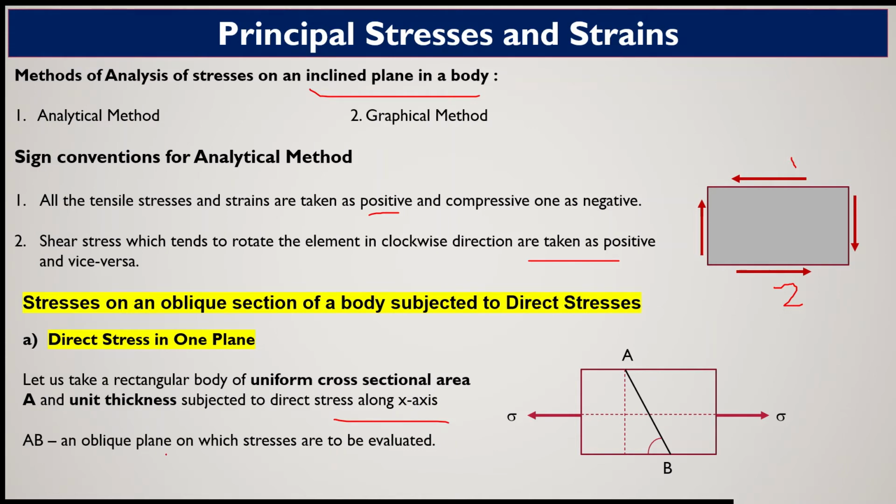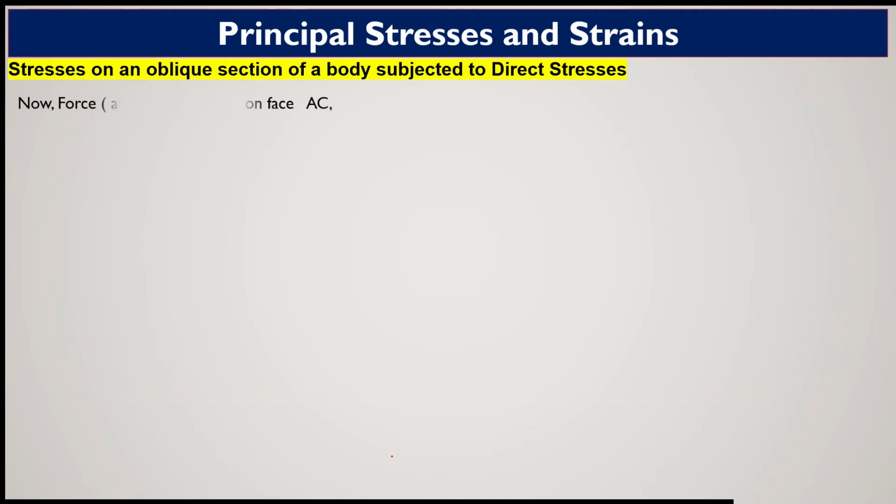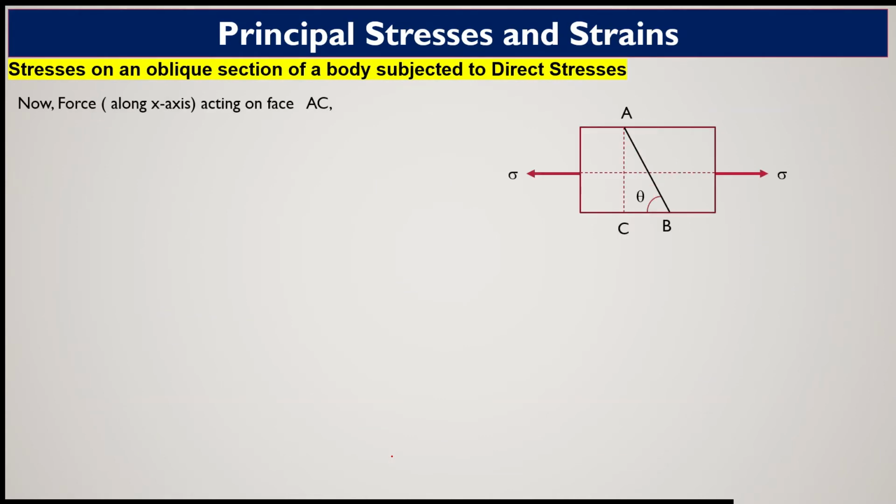So AB is an oblique plane. Oblique means inclined, with an inclination to the direction of the force or stress. So AB is an oblique plane on which we have to evaluate stresses. Now from this figure you can see that AB is an inclined plane and AC is the vertical side, which is normal to the direction of the stress.